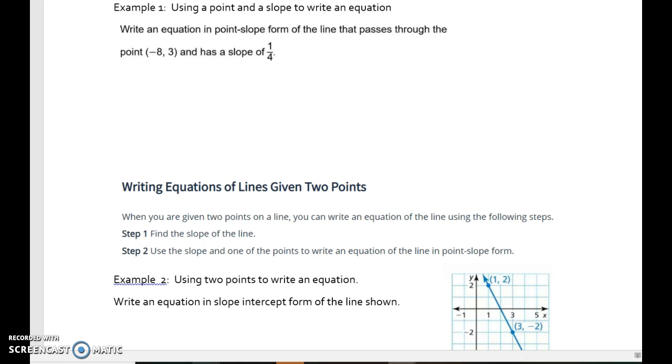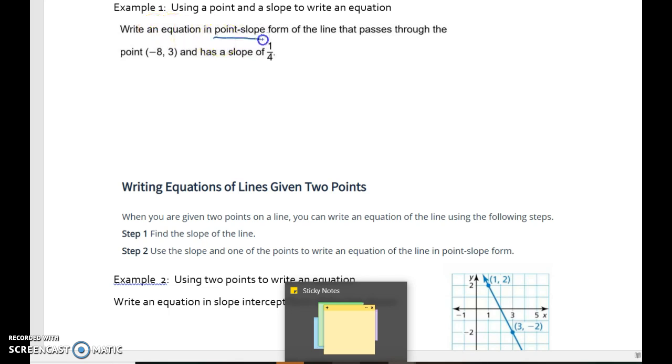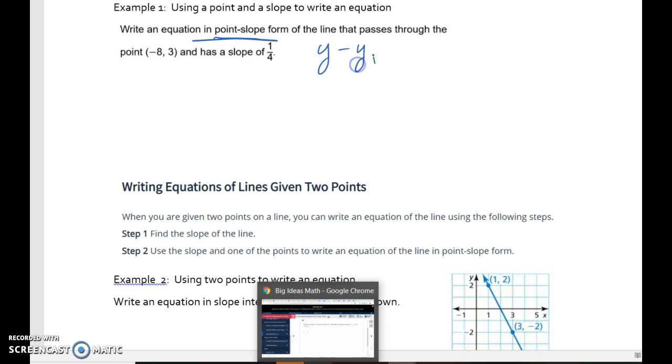It says you have the point -8, 3, and you have a slope of 1/4, and they want us to write the equation of the line in point slope form. So let's start by first just reminding ourselves what the equation looks like. It's y minus y1 equals m times x minus x sub 1. I would definitely recommend that you spend some time trying to commit this one to memory. That would be helpful. So over here with our point, remember the -8 is what we call our x sub 1. 3 is our y sub 1.